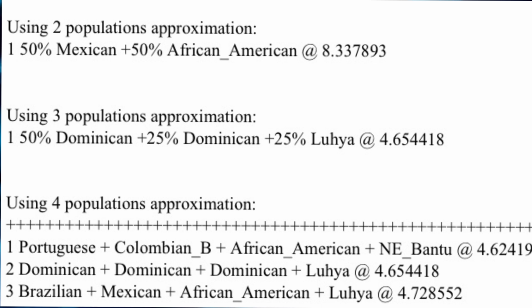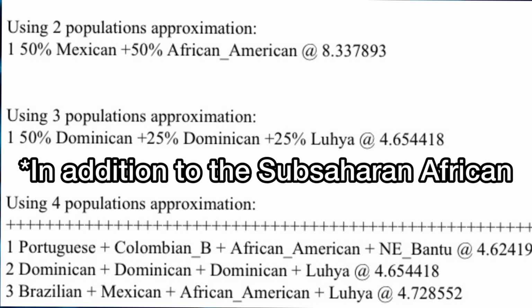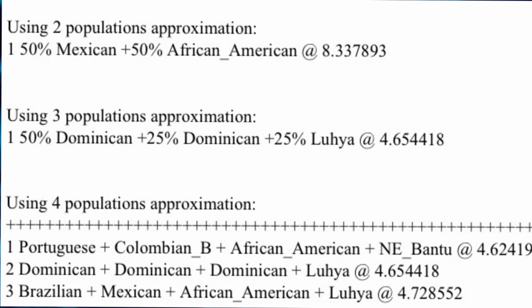And then, of course, most of the rest of it is Spanish and like 9% indigenous, which the Dominican would be reflective of, the Spanish and the indigenous ancestry. And then for her 4 population approximation, I think that the top 3 all paint a pretty good picture of what her ancestry is, or what her ancestry is similar to, rather.